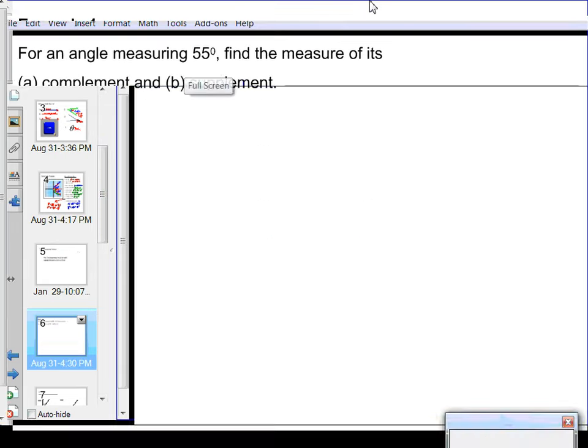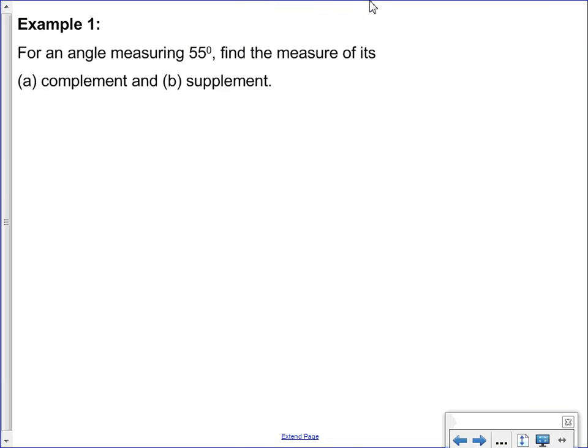Let's do some math. Alright. So, I give you 55 degrees. What is its complement? Exactly. 90 degrees minus the 55 degrees is 35. That's the complement. Right. P.S. That's how you show your work.